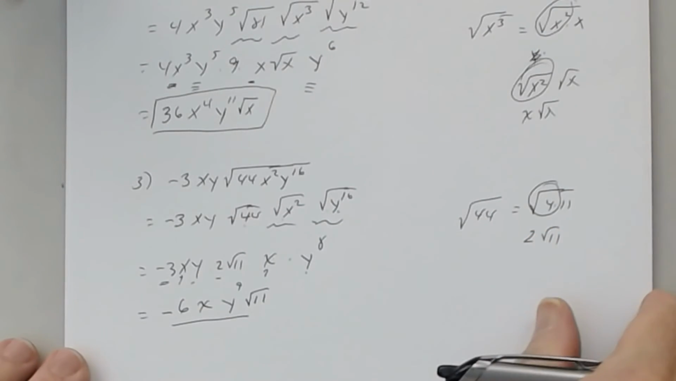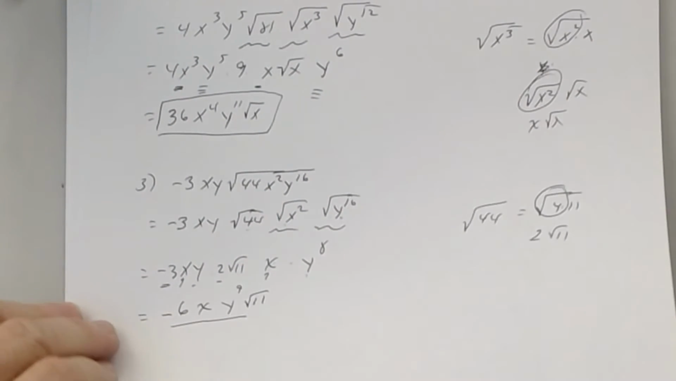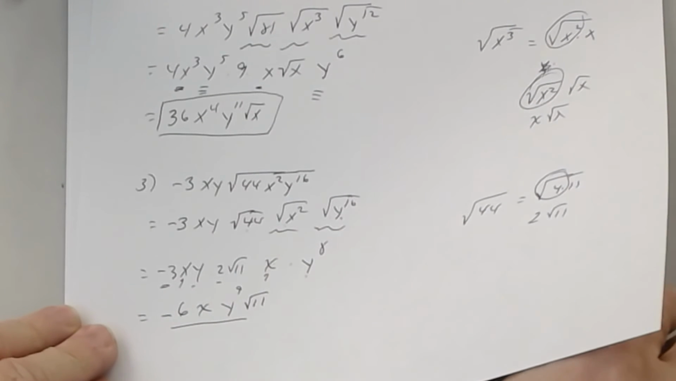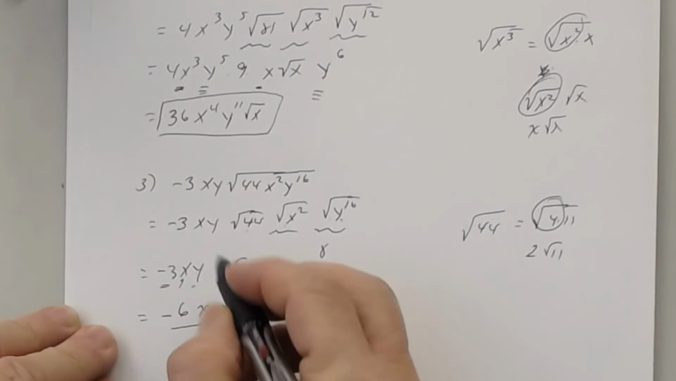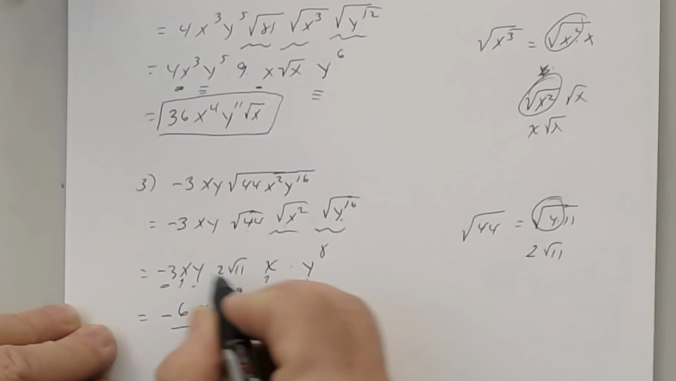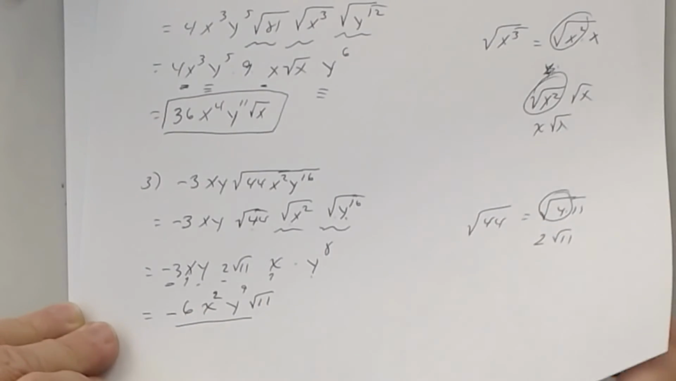All right, one more. Excuse me, negative 6x is not a square. Yes, I forgot to put the squared. Thank you. So x times x, x squared, right? All right, so x squared.